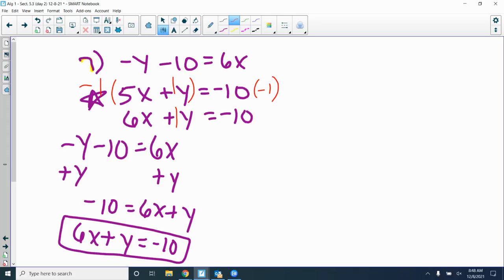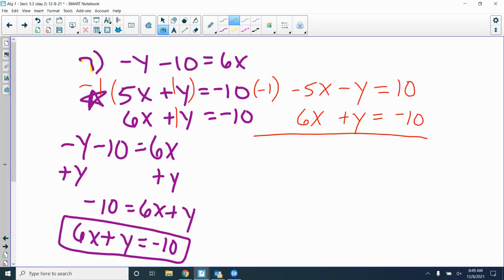So what does 5x turn to, guys? Negative 5x. What does the 1y turn to? Negative y. What's the negative 10 turn to? Okay, we didn't change the bottom one. There we go.